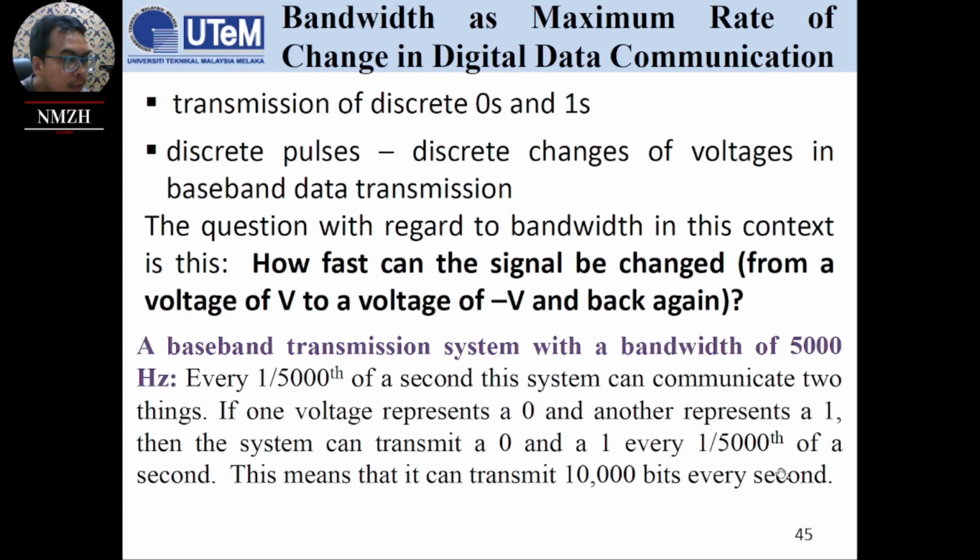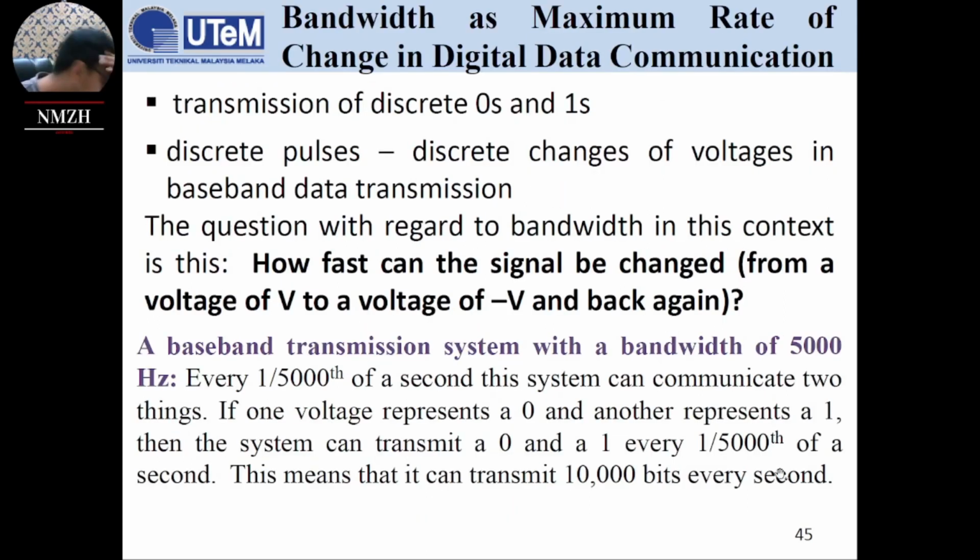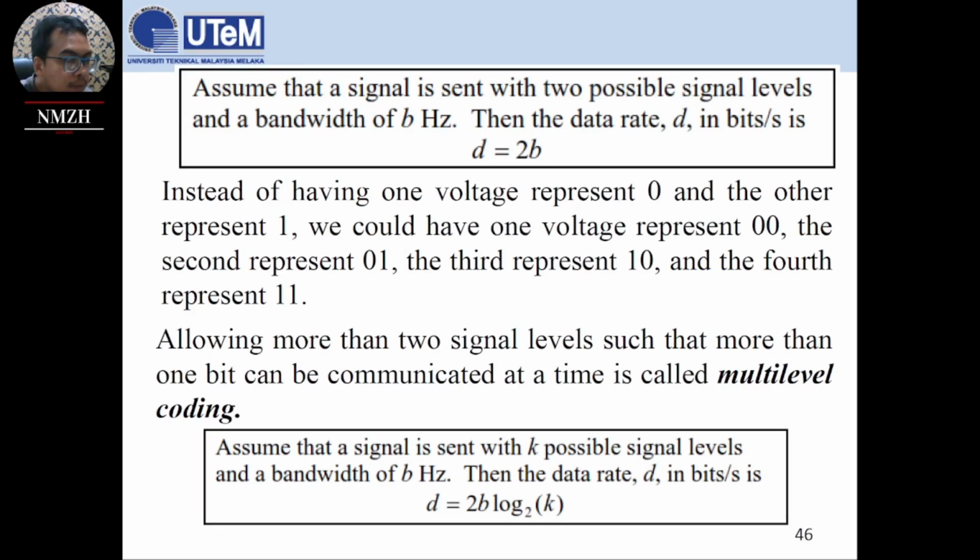So what is B? Sorry, B is hertz. Hertz is 5,000. So 2 times 5,000 is 10,000. Okay. Instead of having 1. Okay. So that would be this.